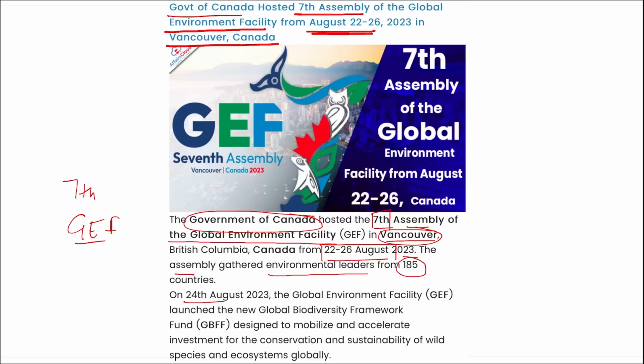On 24th of August, the Global Environment Facility launched a new global biodiversity framework designed to mobilize and accelerate investment for the conservation and sustainability of the wild species and ecosystems globally. So remember, this was the 7th assembly of the Global Environment Facility that was held in Vancouver, Canada. Right? Next.